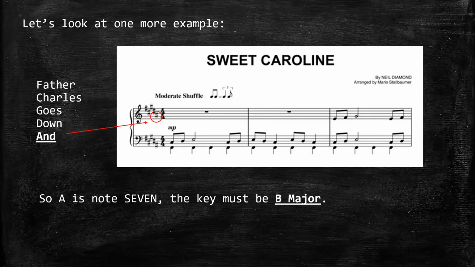Let's look at one more example. Father Charles goes down and. So A is note 7 and the key must be B major, note 8.